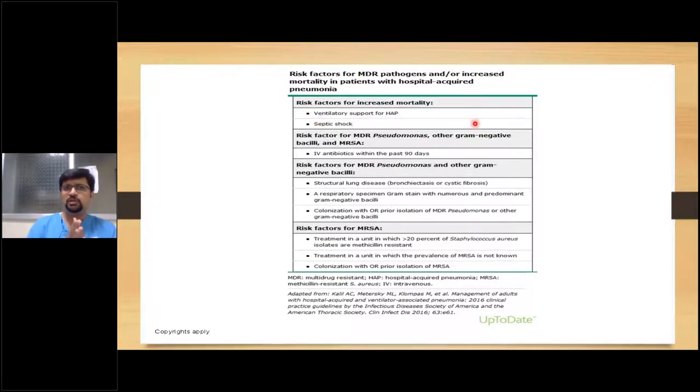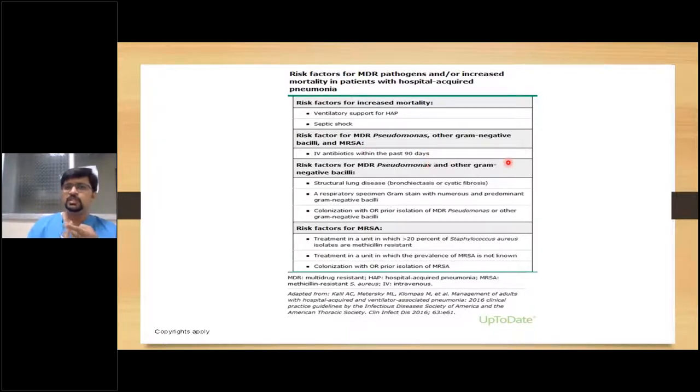See, basically, a person with hospital-acquired pneumonia, if he is supposed to have an increased mortality, then usually when the patient's condition deteriorates, we will have to put him on ventilator support for hospital-acquired pneumonia. And if the person has sepsis and septic shock, they contribute as a risk factor for mortality. Risk factors for MDR Pseudomonas, or other gram-negative bacilli or MRSA.